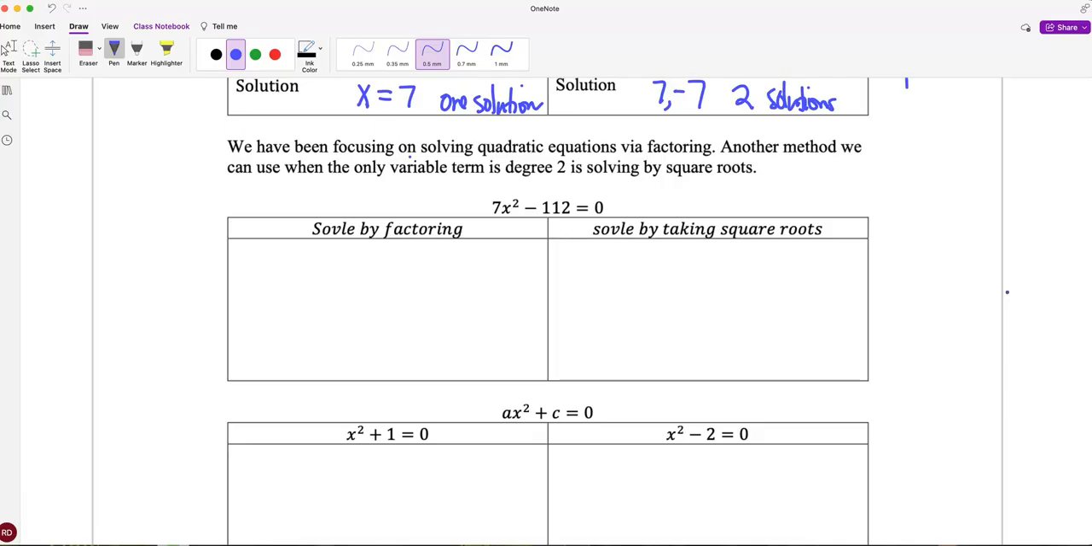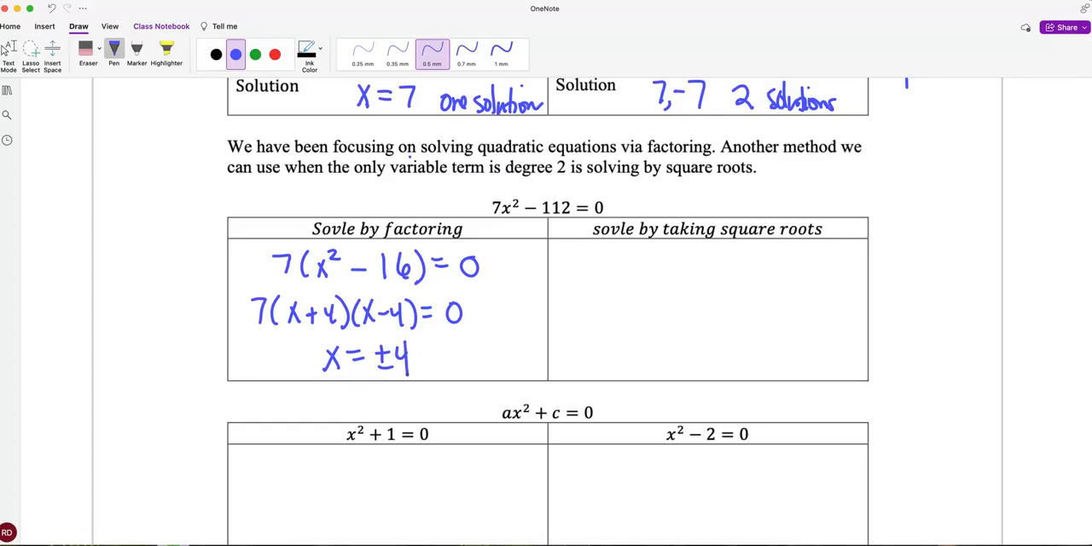So if we look at this, I could solve this by factoring. So if I look at this, the common factor is 7. So x squared minus, and so 7 goes into there a 1, and that leaves me 16. Then this is 7 times (x plus 4) times (x minus 4) equals 0. The solution is x equals plus or minus 4.